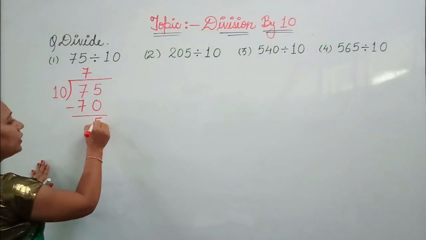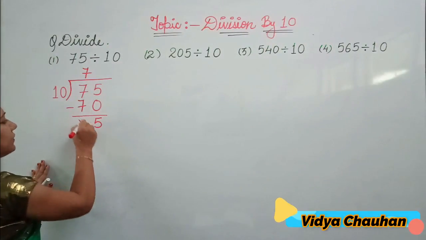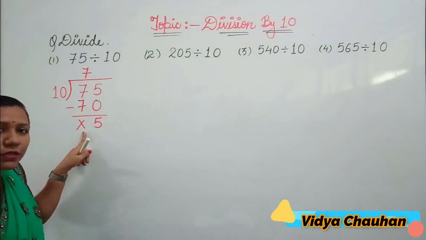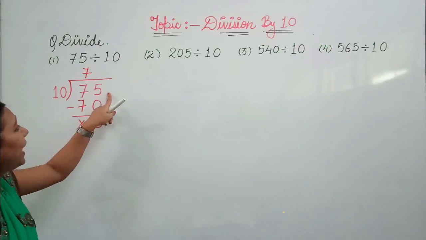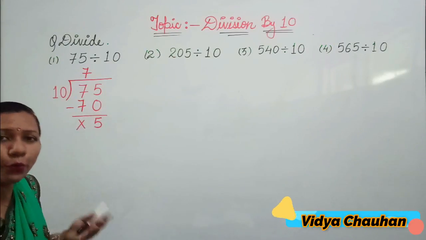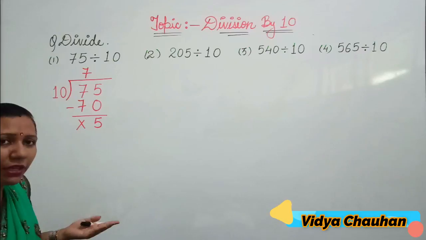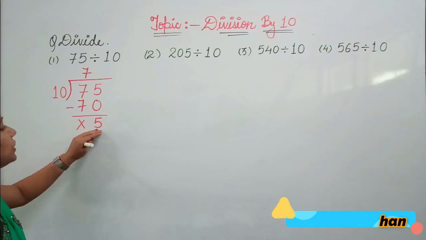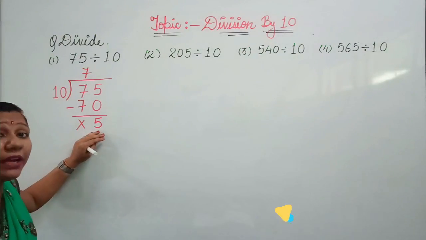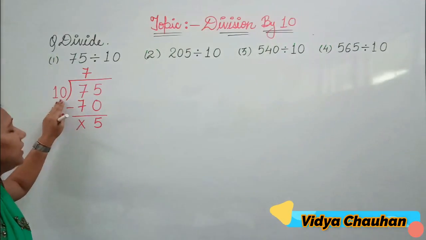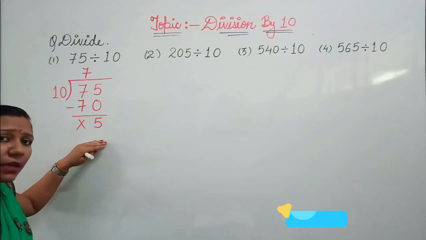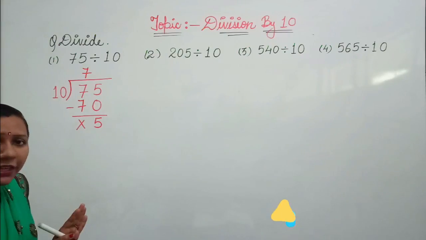5 minus 0, 5. 7 minus 7 is 0. So I put a cross here. Now this is a 5. Our remainder is 5. Do we have any other digit in the dividend? No. The digits are over. Our dividend is over now. So that means this is our remainder because we cannot divide 5 further by the divisor 10. So our division is complete at this step. We cannot divide it further.